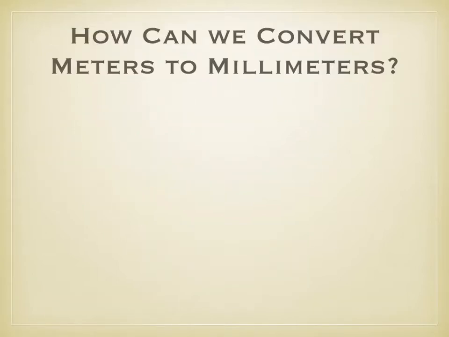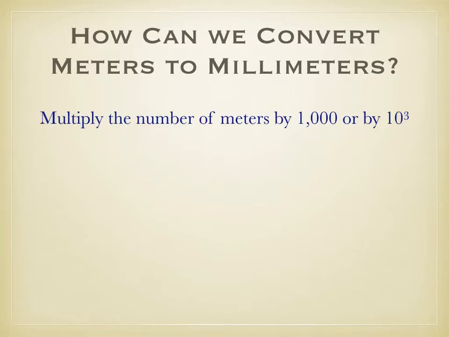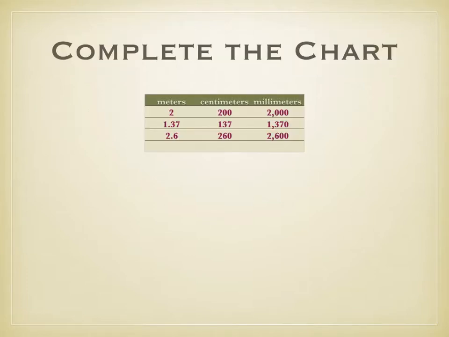So now that we've done that, how can we convert meters to millimeters? Well, to get to centimeters, we multiply by 100 or 10 to the second power. To get to millimeters, we would multiply the number of meters by 1,000 or by 10 to the third power. So here's our chart again, and let's see how we got that. We have that 2 meters is the same as 2,000 millimeters, and we would multiply 2 times 10 to the third power equals 2,000. Remember, 10 to the third power is equal to 1,000.